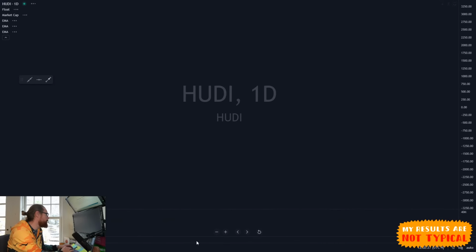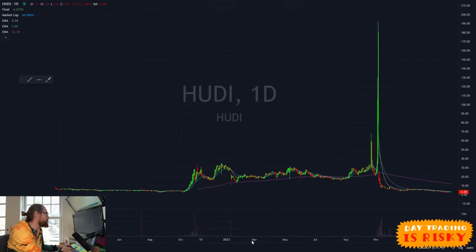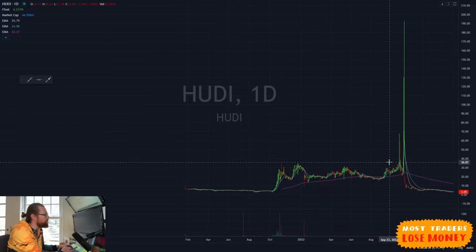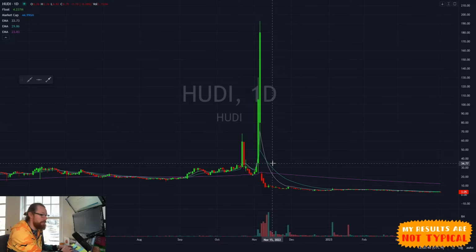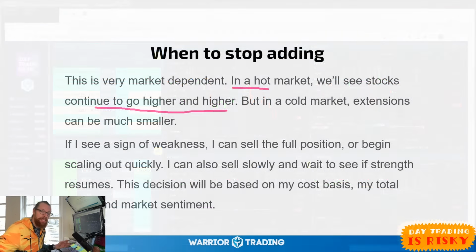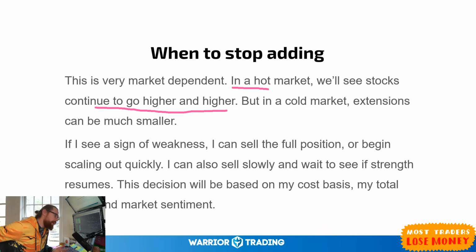HUDI, this one made a pretty explosive move as well. Not quite as big. You could see in November, there was this move there. So in a hot market, you don't want to underestimate how much a stock could go up. I mean, we could definitely get more than 14 cents a share. But again, having said that, we also have cold markets where extensions can be a lot smaller.